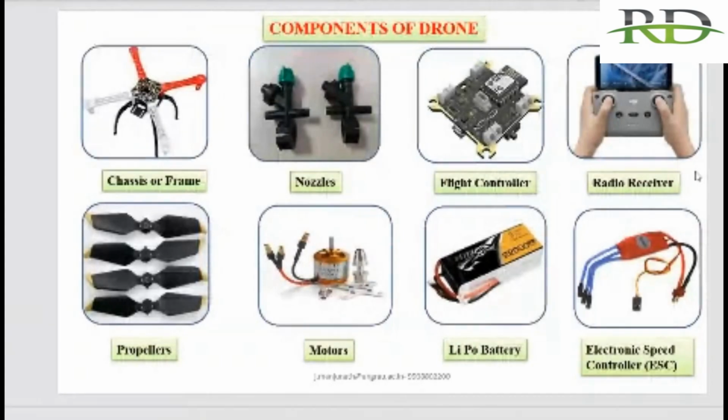Yes, these are the components. This is the chassis or frame, and the nozzles are very important. That is the FC, the flight controller. This is the heart, or brain, of the drone. It controls every navigation system, like the gyrometer, barometer, everything comes under this FC. And this is the radio receiver, which the pilot uses by hand. And the propellers are also very important parts.